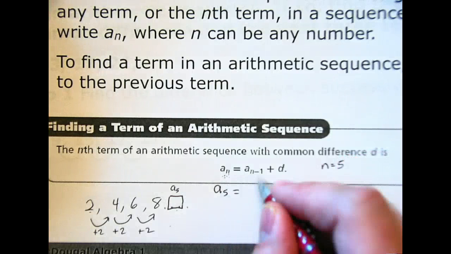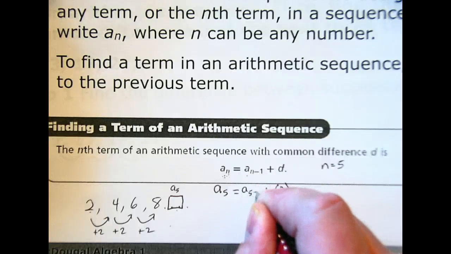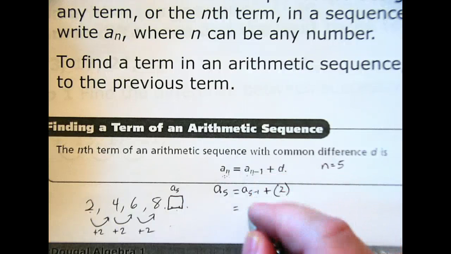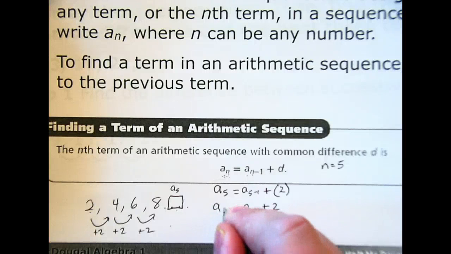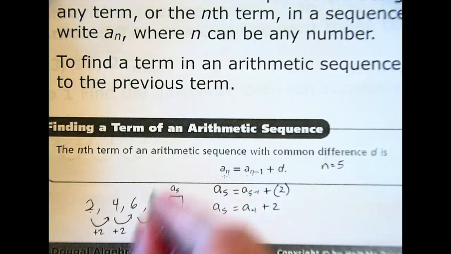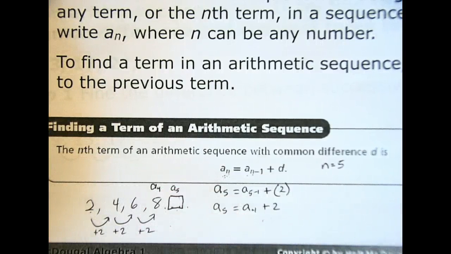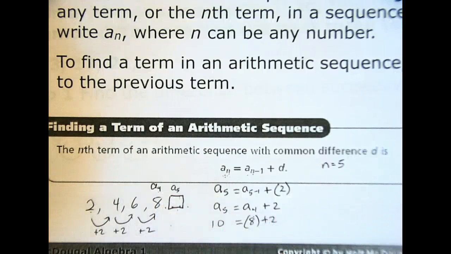A sub 5 is equal to a sub 5 minus 1. What's a sub 5 minus 1? A sub 4. Yeah, it means just the one before it. A sub 4 plus 2. A sub 5, this one, is equal to a sub 4, that one, plus 2. Is that true? Yes, because a sub 4 is actually what? It's 8. Right? Plus 2 is? 10.